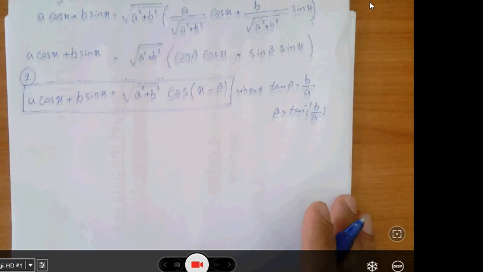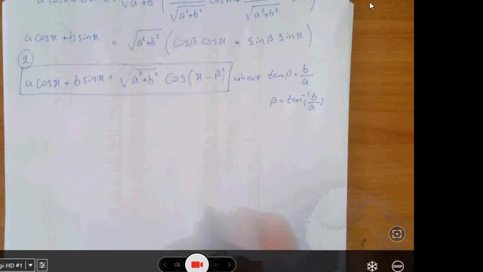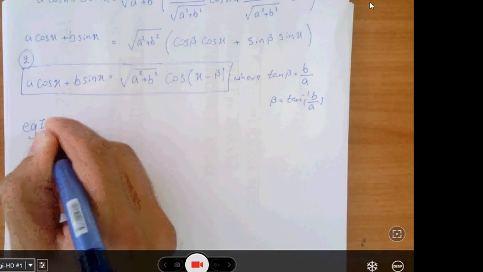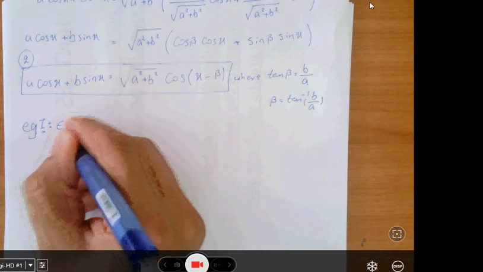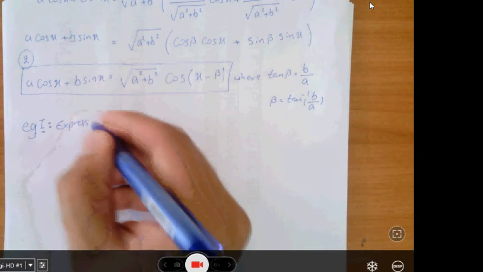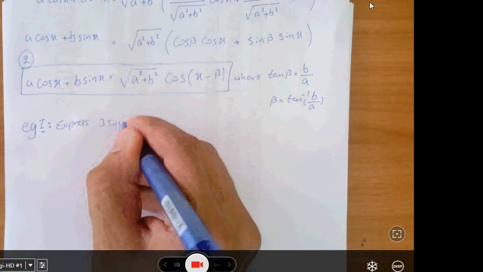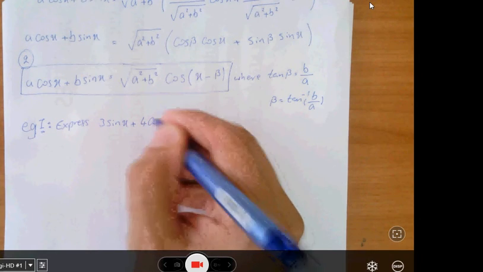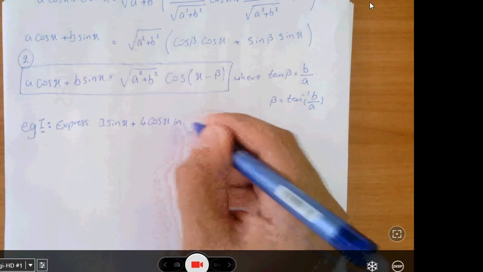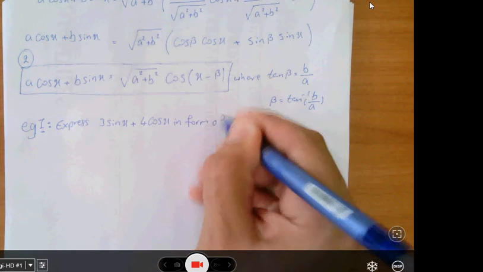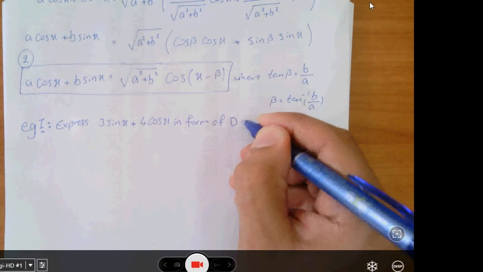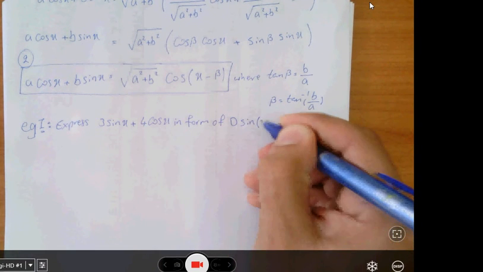Everybody with me? All good? Example number 1. Express 3 sine x plus 4 cos x in this form. D sine x plus c.